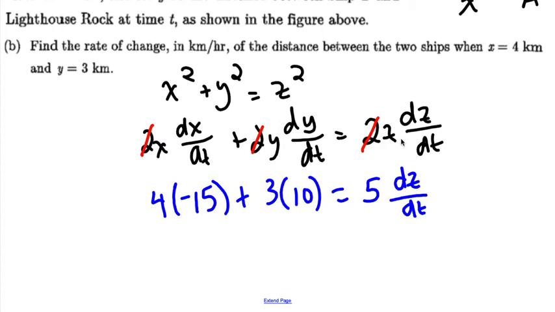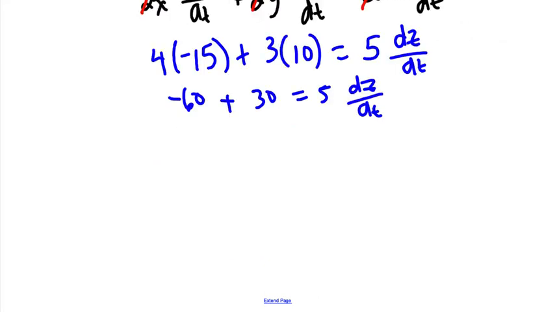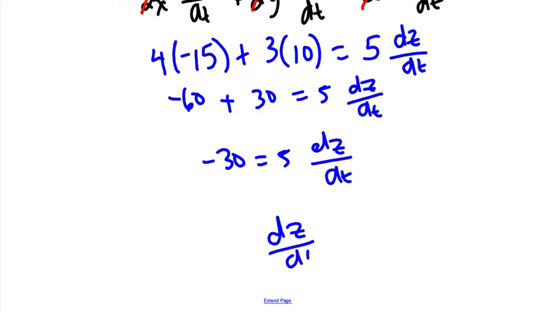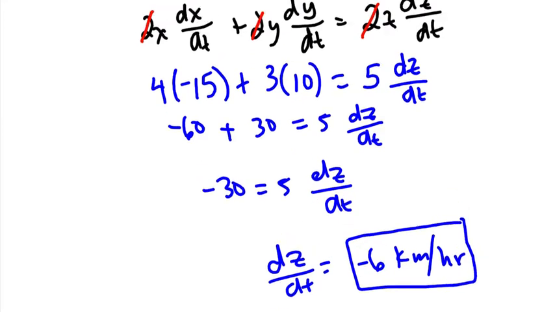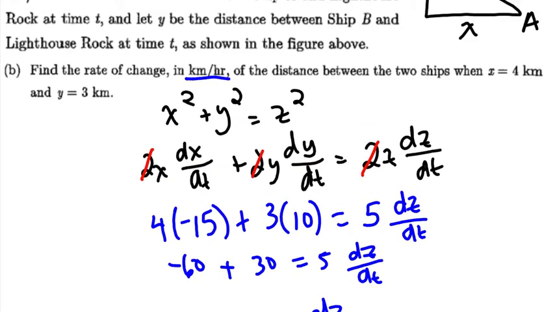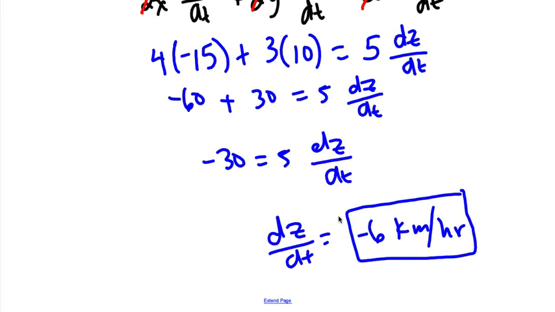So 4 times negative 15 gives you negative 60, plus 3 times 10 is 30, equals 5 dz/dt. Add those together and you get negative 30 equals 5 dz/dt. Divide that over, and we get that dz/dt is equal to negative 6 kilometers per hour. And again, the problem tells you what the unit should be: kilometers per hour. They're giving you the units there, you just have to make sure you attach them to your answer.